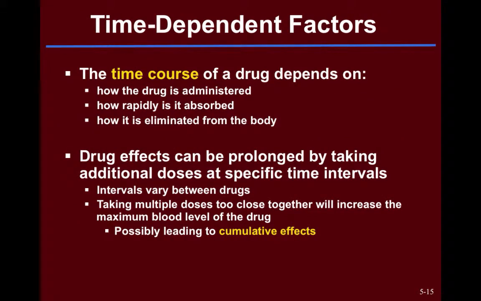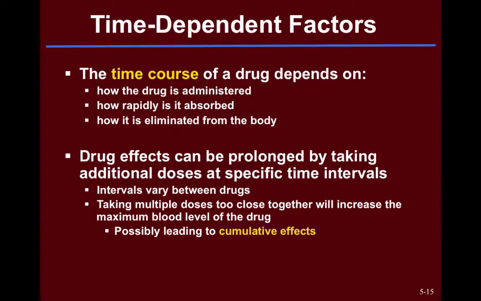Now, of course, we used our example earlier about drinking an 8-ounce beer in 15 minutes or an 8-ounce beer over 4 hours. And what we call this is the time course of the drug. So there's several things that can affect the time course of the drug. The first is how it's administered. The second is how rapidly it's absorbed. And then the third is how it's eliminated.